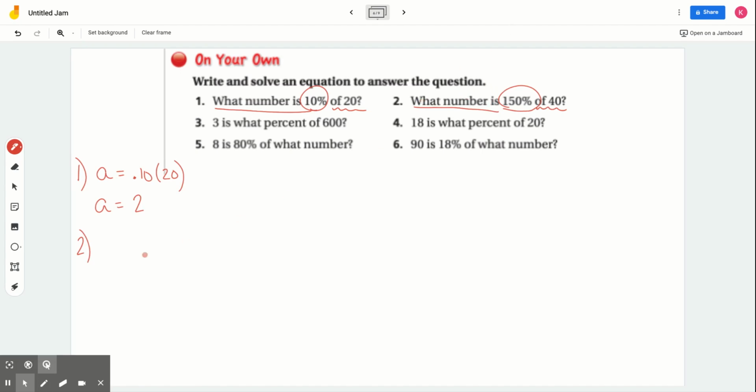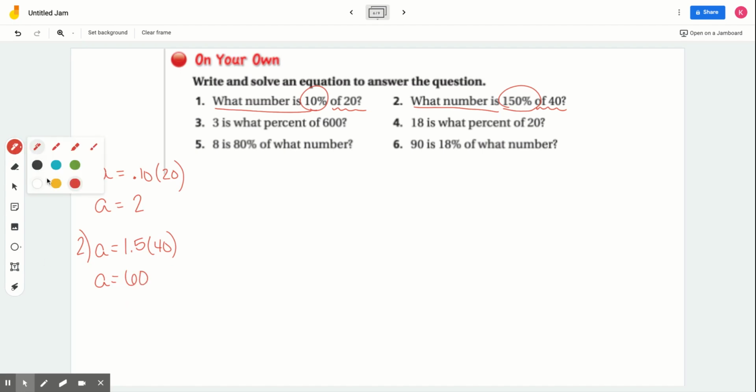What number is, that's the part, 150% as a decimal is 1.5 of 40, so times 40. Here we can multiply 1.5 times 40 to find the part. 1.5 times 40 is 60, so the part is 60.